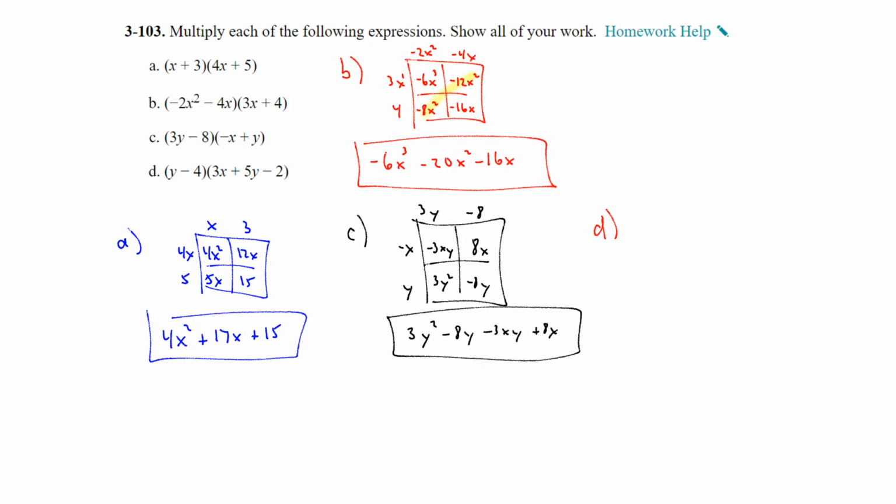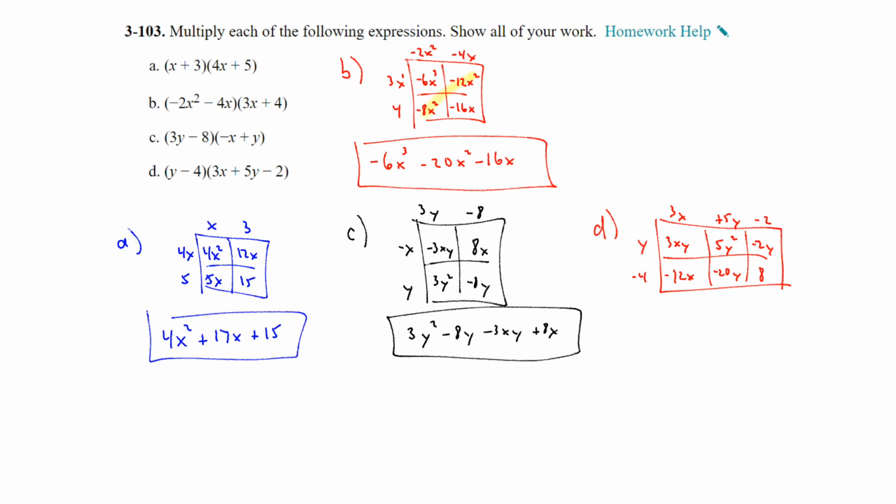Alright, in D, we have a little bit bigger of a rectangle here because we have more things that we have to add up. We have a 3x, a 5y, and a negative 2, and then a y and a negative 4. So we have 6 boxes we have to figure out. So 3xy, 5y squared, minus 2y in the last box, and then we have negative 12x minus 20y plus 8.